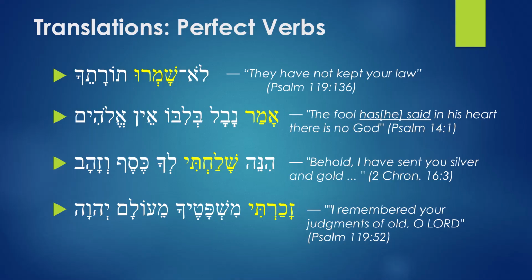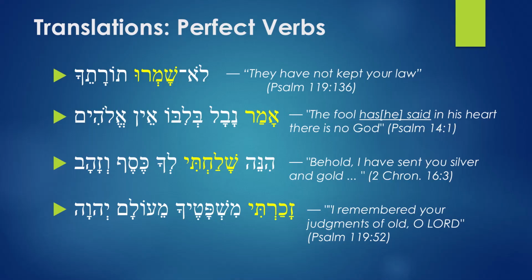Shamru, that's a verb. We have looked at this verb. Shamru comes from the word shamar, he kept, he guarded. Because of the suffix u, which is 3mp, third masculine plural, it means they have kept. So it's lo shamru, not they kept, toratecha.